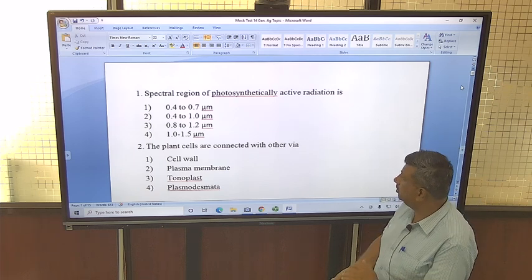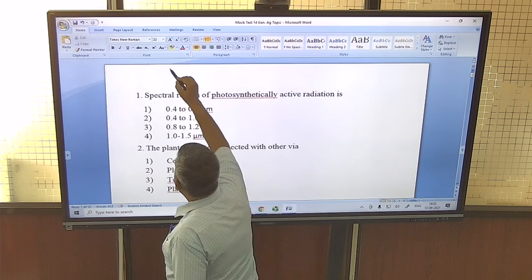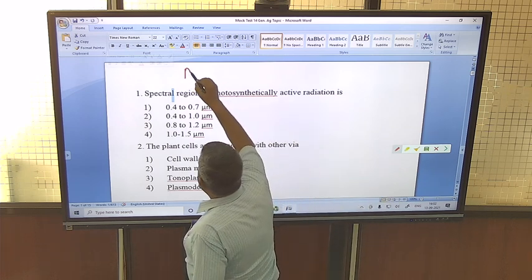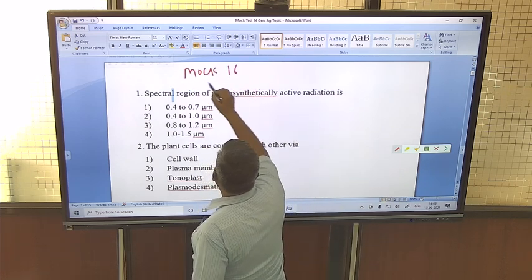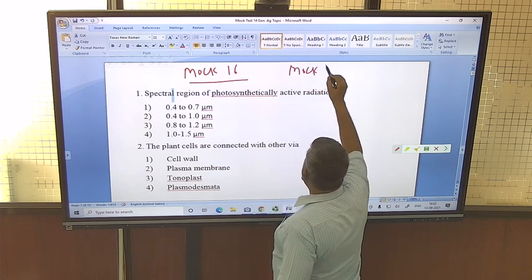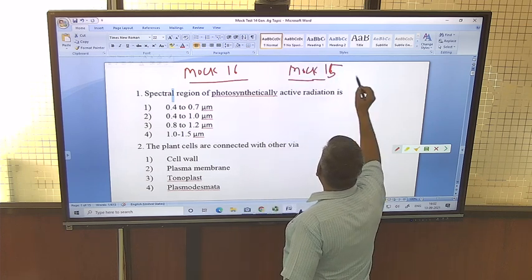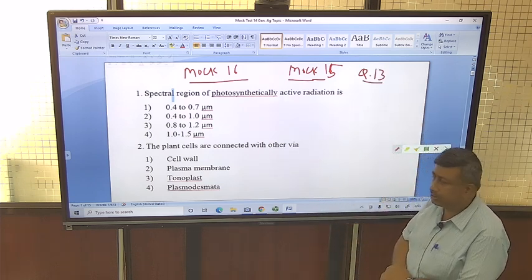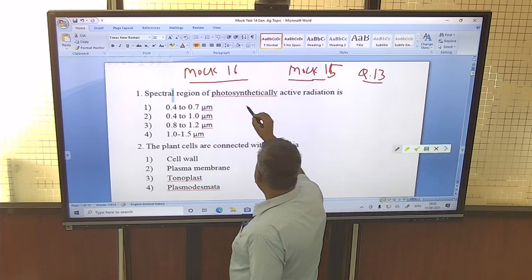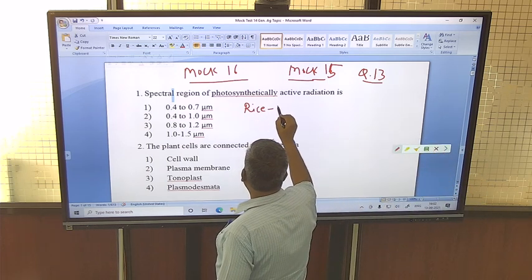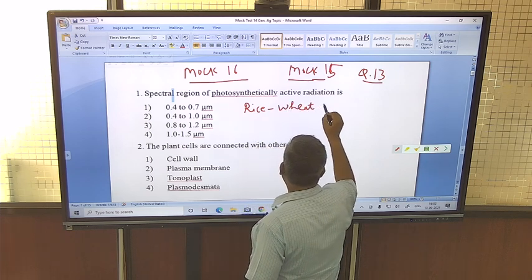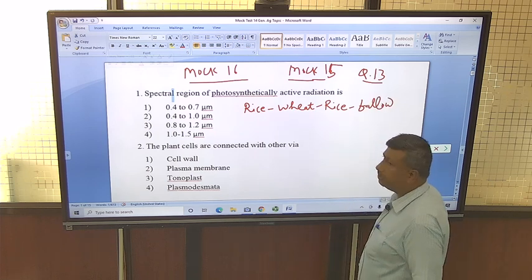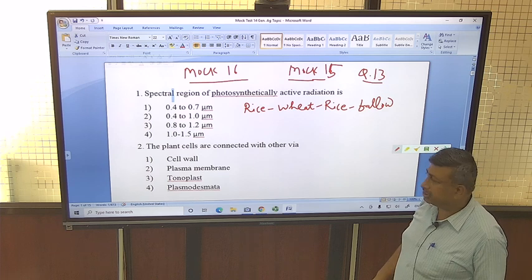So students, this is mock test 16. And in mock test 15, question number 13, there was a calculation mistake by error. The question was: what is the rotation intensity of rice, wheat, rice, fallow cropping system? This is the rotation and we have to find out the rotation intensity.